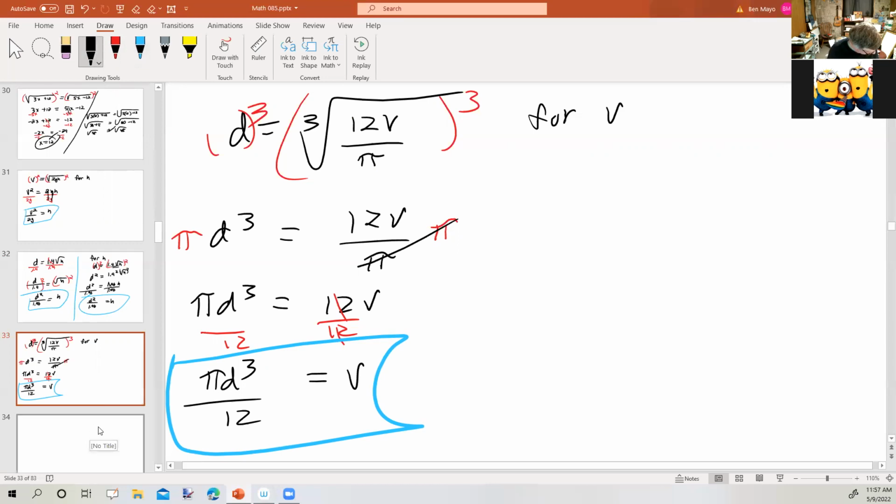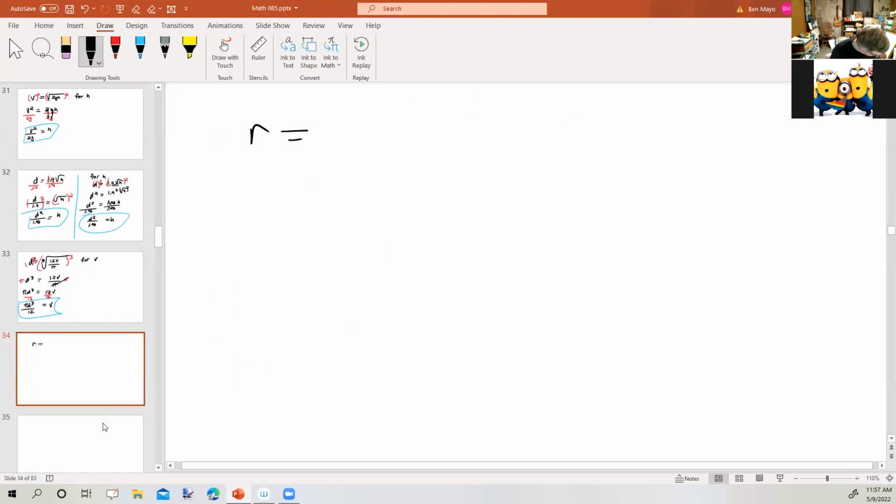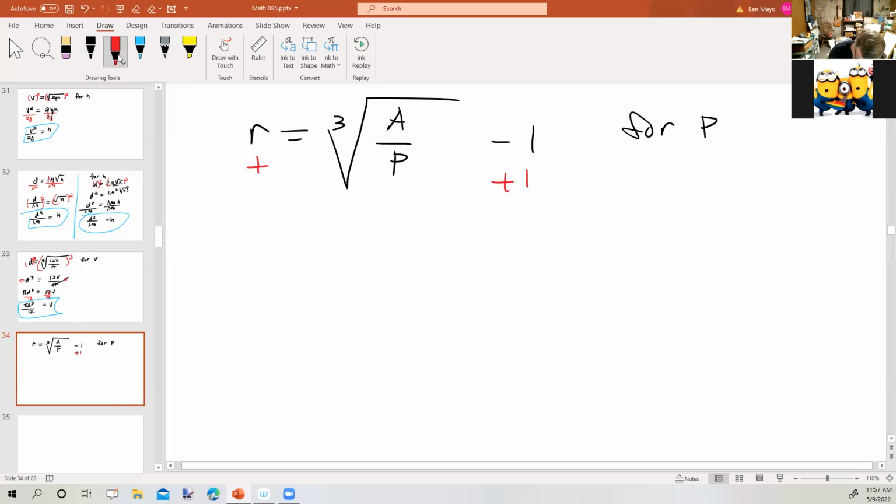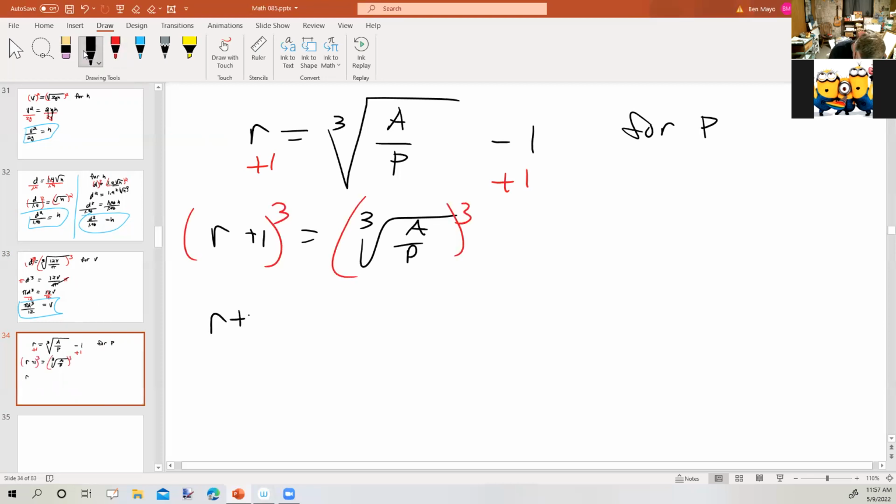All right. It says R equals the cube root of quantity A divided by P, and then minus 1 outside of the radical, and we're to solve for P. So first of all, let's isolate that radical by adding 1 to both sides of the equation. So we get this. Then we're going to cube both sides. So on the left, I've got R plus 1 cubed, and on the right, I've got A over P.